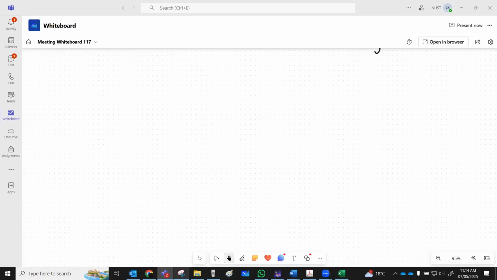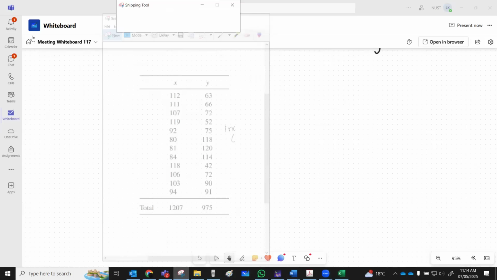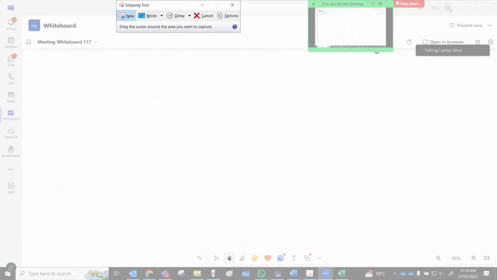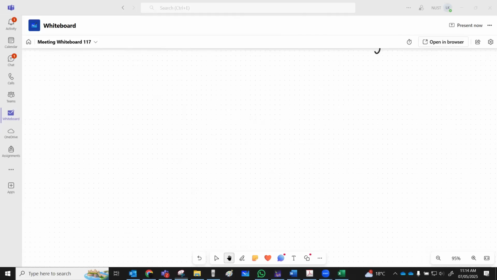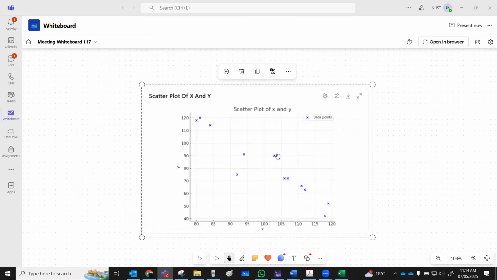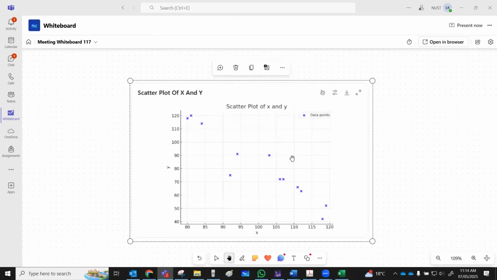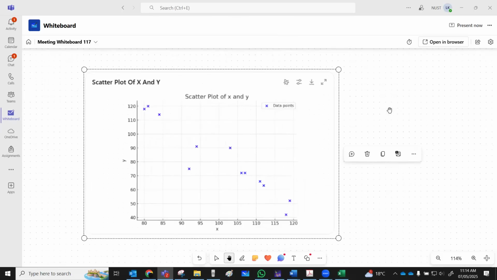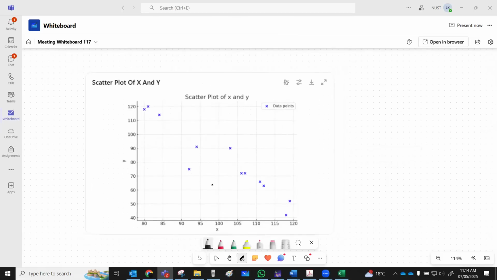So I have one here that is done. I think even in Excel, you can generate a scatter plot and then check if what you got is correct. So this is an example of what it will look like. Please do try on your own, draw it, and this is what you have.